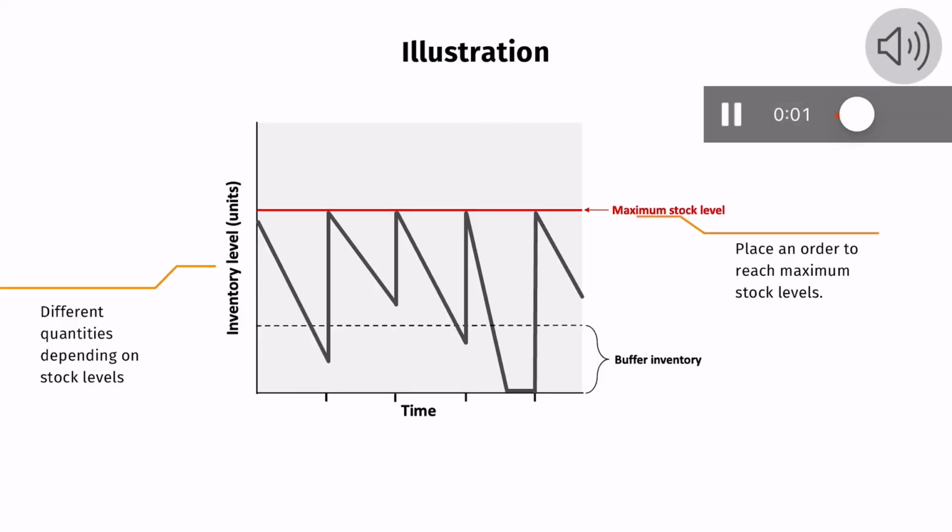For periodic systems, for example, you review times every month and monitor the inventory levels to place an order. The business needs to establish how many items are in stock to place an order and reach maximum stock level. With this system, the quantity order is different from period to period because the number of items ordered depends on what you have in stock.